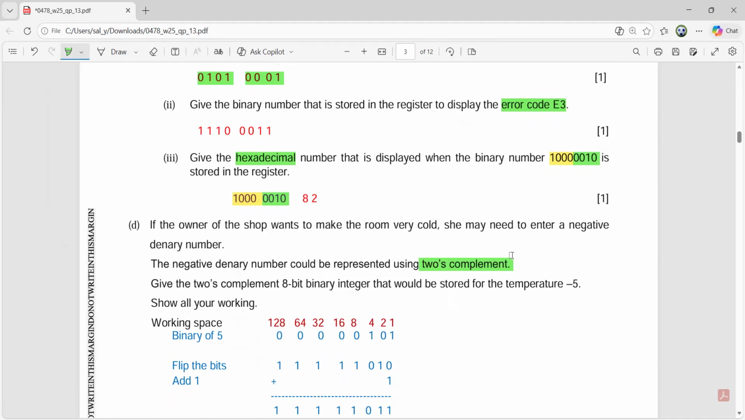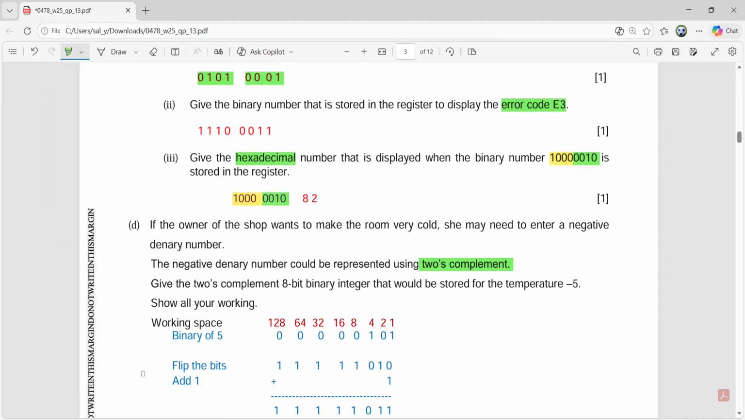Give the 2's complement 8-bit binary integer that would be stored for the temperature -5. Show all your working. Now this is the working space given to you. Now remember, whenever it's a 2's complement and the number is a negative number, it's a signed value which is a negative value. What is the procedure? Simple. You find out the binary of the number ignoring the sign. So since the number is 5, ignoring sign, we find the binary for 5. And 5 is simply turning on 1 and 4.